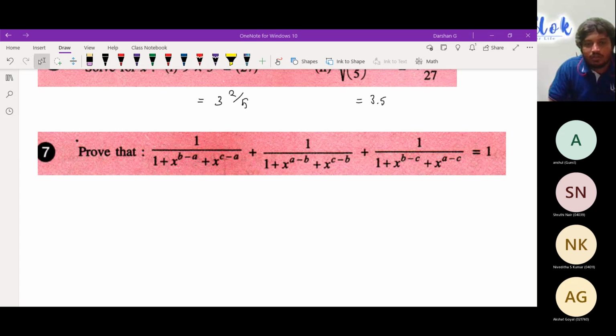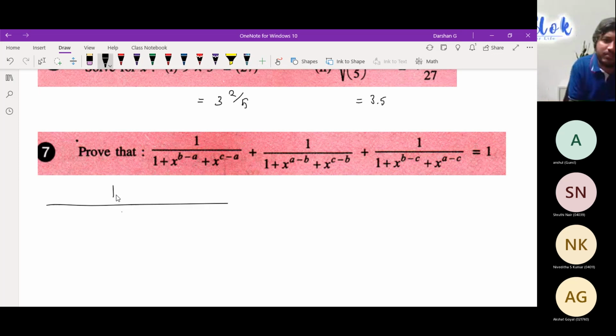Anybody who couldn't solve this? Only one part you try to solve. If you can get one part, I think no need to worry. Shruti, could you solve this question? If you're trying to answer, you're on mute.